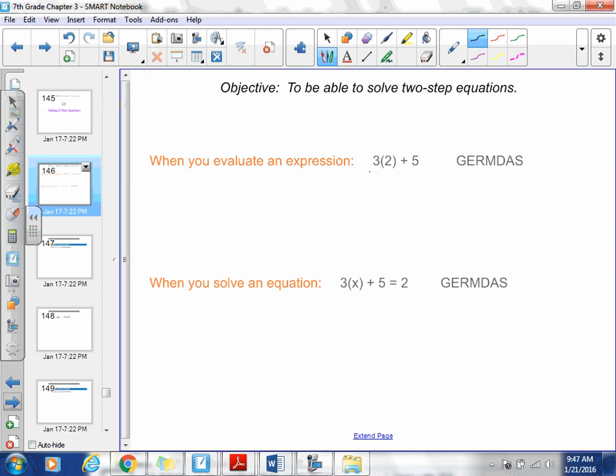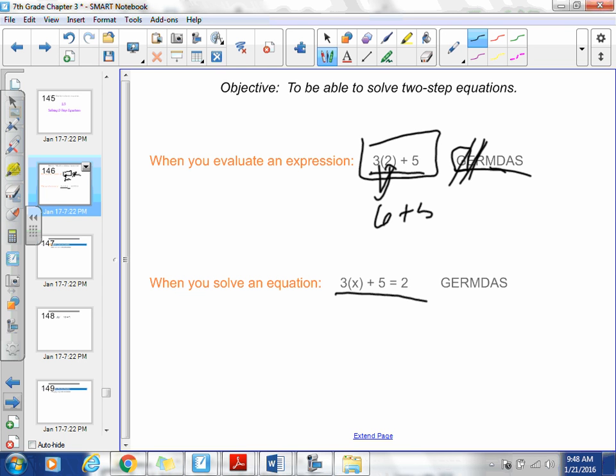We've talked about expressions, which don't have equal signs, and equations, which do have equal signs. When we evaluate an expression, we use GERMDAS, PEMDAS, whatever it is that you use to remember the order of operations. So in this problem, 3 times 2 plus 5, first we look for groups. Here's one, but there are no operations inside the group, so groups are taken care of. There are no exponents or radicals. There is multiplying, so we multiply 3 times 2, which is 6. 6 plus 5. There's no more multiplying and dividing, so we add and subtract from left to right. 6 plus 5 is 11, and we've evaluated our expression.